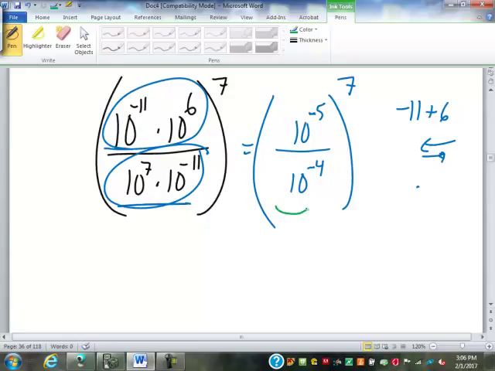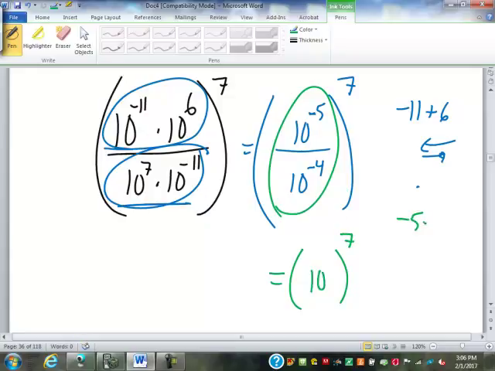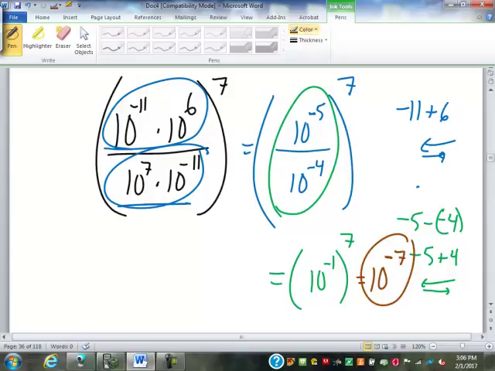Now we've got to do the division here. 10 to the negative 5th divided by 10 to the negative 4. So we've got negative 5 minus a negative 4, which becomes negative 5 plus 4. Negative 1, very good. And finally, 10 to the negative 1 to the power of 7 is 10 to the negative 7. We're multiplying. Negative 1 times 7 is negative 7. Good.